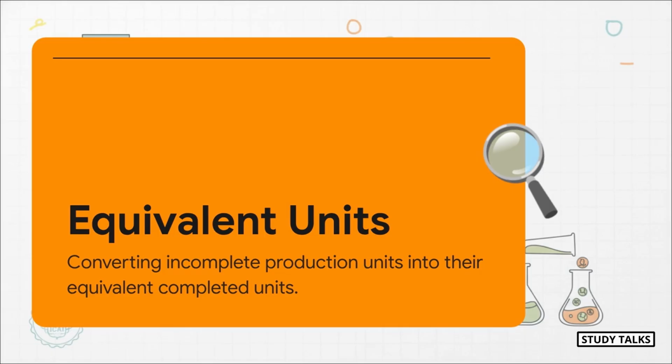This concept is brilliant. All it means is we convert that partial work into a whole number of units. So listen to this. If you have 1,000 units that are 80% complete in terms of labor, that's the equivalent amount of work as completing 800 units from start to finish. See? 1,000 units times 80% equals 800 equivalent units. It's just a way to measure the total amount of work that we've actually done.